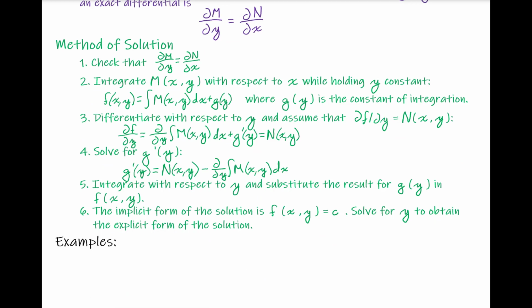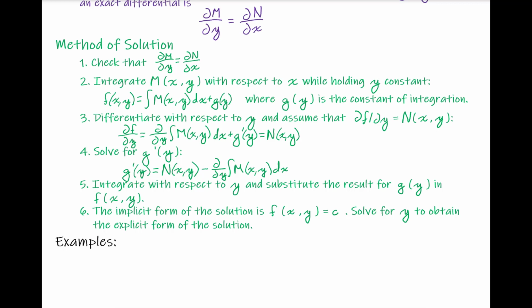So now we're ready to consider a method of solution. The first thing we have to do is check that a differential is in fact an exact differential by checking that the partial derivative of M with respect to y is equal to the partial derivative of N with respect to x. After we've determined this, we take M of x, y and integrate it with respect to x, holding y constant. This results in f of x, y equals the integral of M of x, y dx plus g of y.